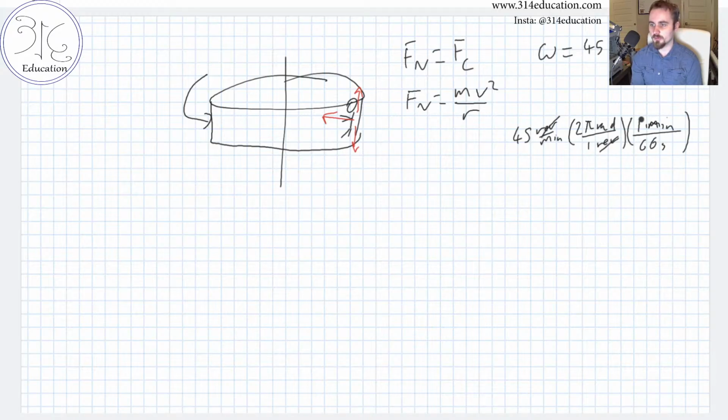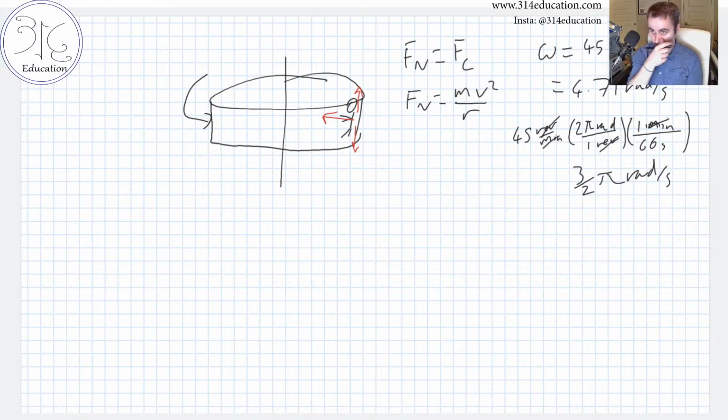So revolutions cancel with revolutions, minutes cancel with minutes. We're left with radians on top, seconds on bottom. To get this in radians per second, that'll be 45 times 2 pi divided by 60, which is going to be 4.71 radians per second, or actually I like this version way better, 3/2 pi radians per second.